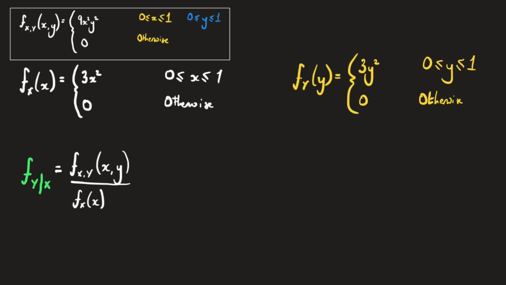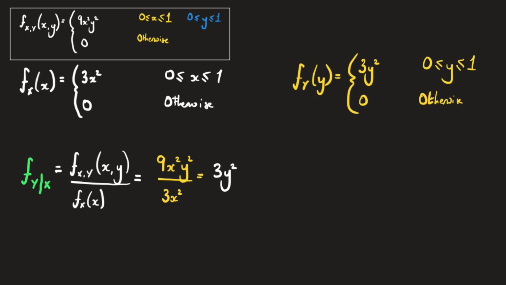And if we substitute in our functions, our joint probability density function is 9x squared y squared. We know that the marginal probability density function of x is 3x squared, so we divide through by 3x squared, and the x squareds cancel. We've got 9 divided by 3, which gives us a conditional probability density function equal to 3y squared.